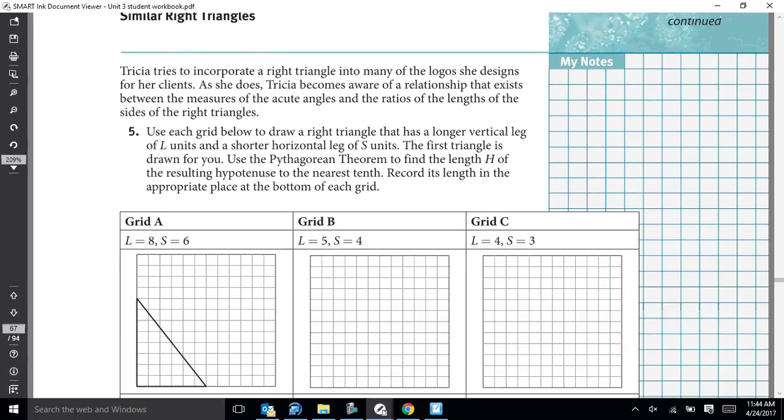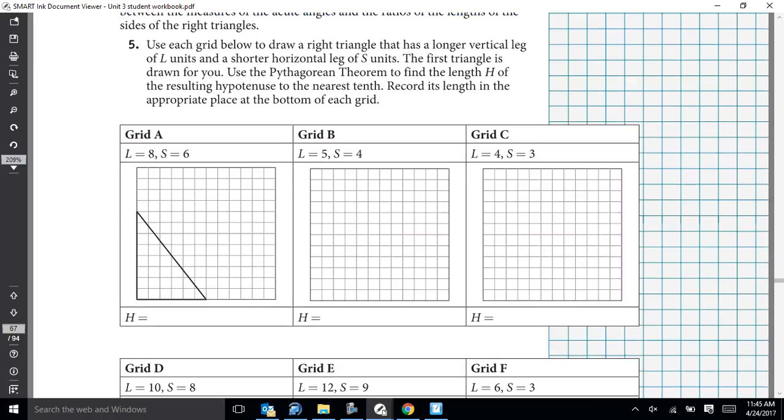Trisha tries to incorporate a right triangle into many of the logos she designs for her clients. As she does, Trisha becomes aware of a relationship that exists between the measure of the acute angles and the ratio of the lengths of the sides of the right triangles. Use each grid below to draw a right triangle that has a longer vertical leg of L units and a shorter horizontal leg of S units. The first triangle is drawn for you. Use the Pythagorean theorem to find the length h of the resulting hypotenuse to the nearest tenth. Record its length in the appropriate place on the bottom of the grid.